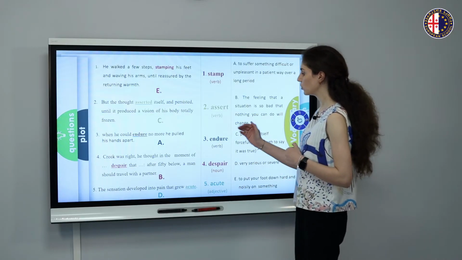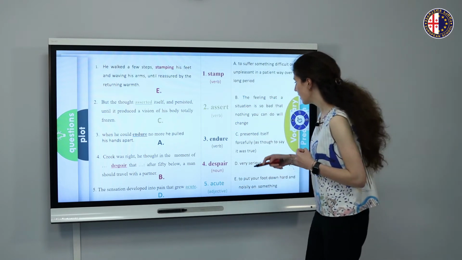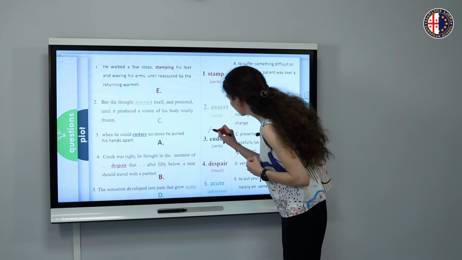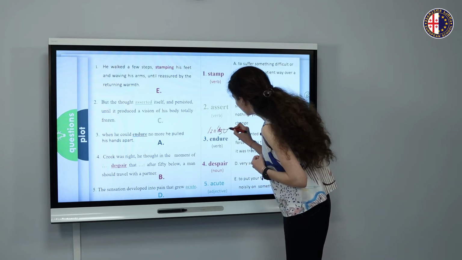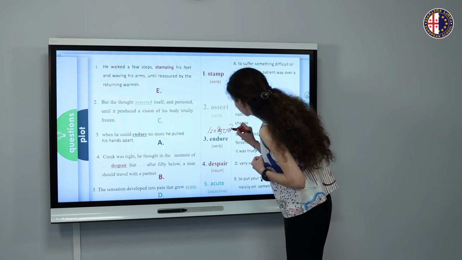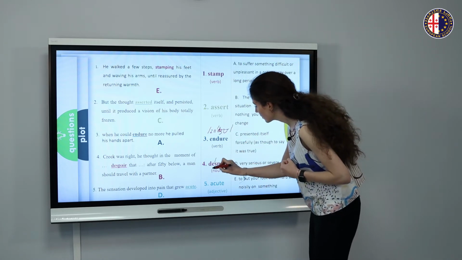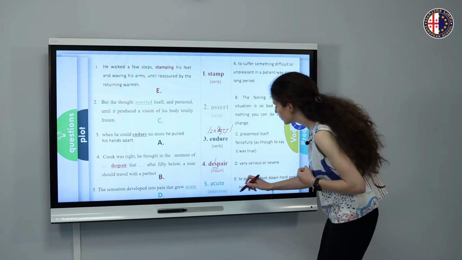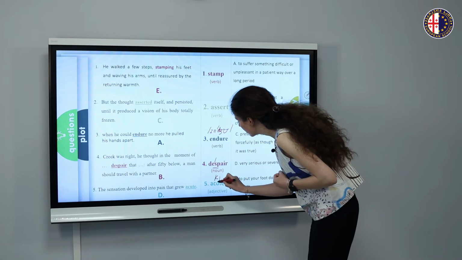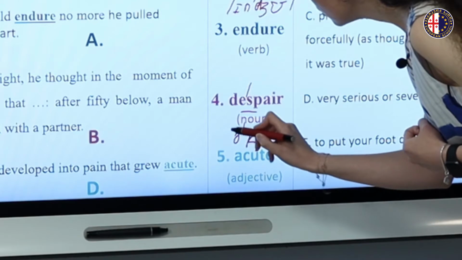Let's look at endure, since this is a bit more difficult to pronounce. What sounds we have here? In, stress, and then j, jua, endure. Yes. In here, the stress comes here, despair. And in the last one, we have this long U sound, cute, acute.